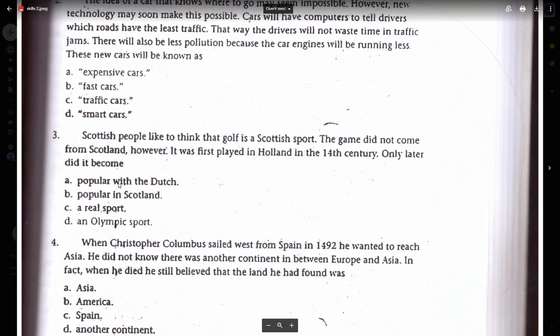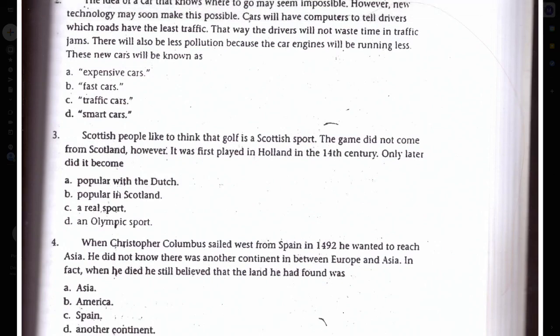Scottish people like to think that golf is a Scottish sport. The game did not come from Scotland. Did not come. Be careful. After did not, you have the infinitive. Okay?